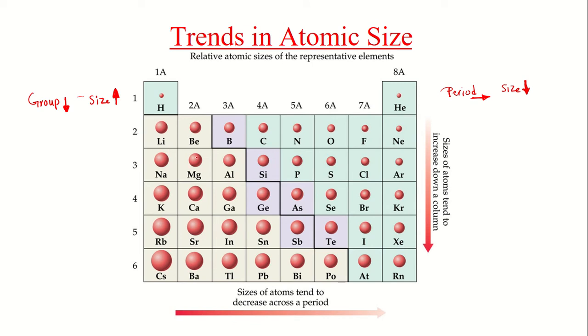So we may have this summary. Elements on the right side of the periodic table are smaller in size. As you see here, they are always smaller than elements on the left side of the periodic table. So I'm going to summarize these trends.